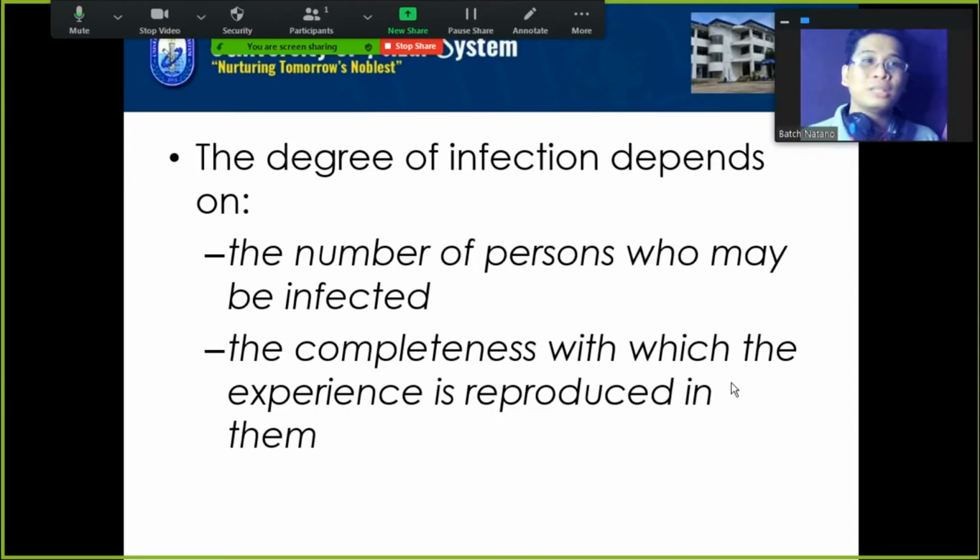The more na na-expose ka doon, the more that you will be infected. The same is true with the art. The more that you are exposed to that kind of art, the more that you will be immersed to it. Kaya nga, if you're going to study the art history in general, may iba-ibang mga forms. Merong realism, may surrealism, may modern realism, may dadaism, okay? May expressionism, lahat ng mga ism na yan.